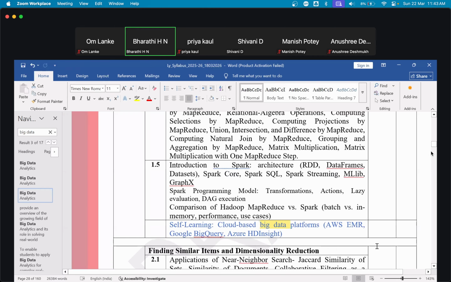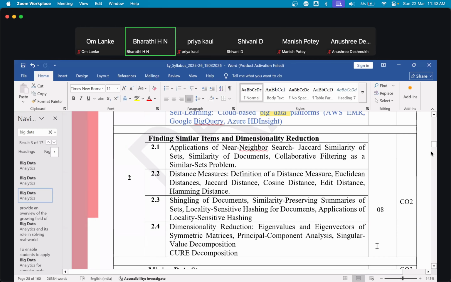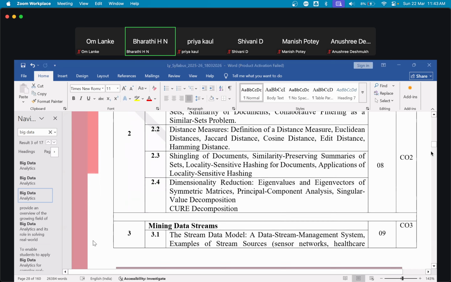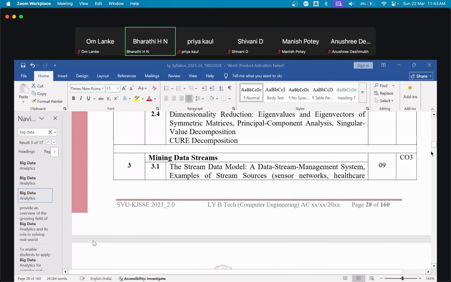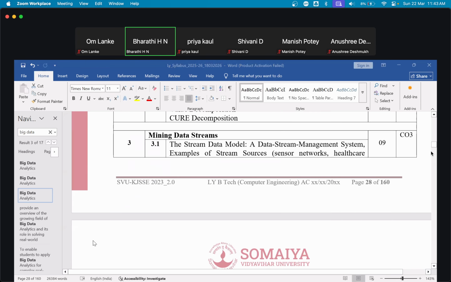Coming to the second module, this module focuses on reducing big data, a large amount of data, into valuable data on which we can process and get the information. So how to reduce the dimensions and how to find similar items is understood from this second topic. Coming to the third one, the earlier one discussed reducing the dimensionality.